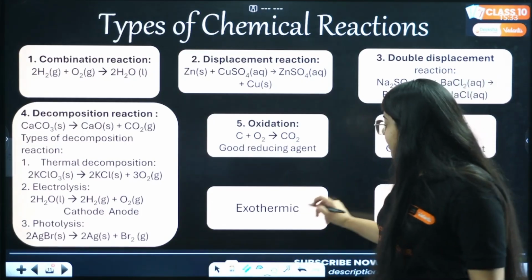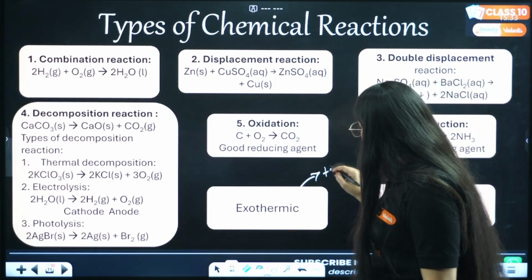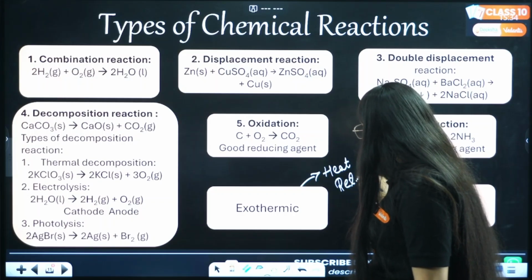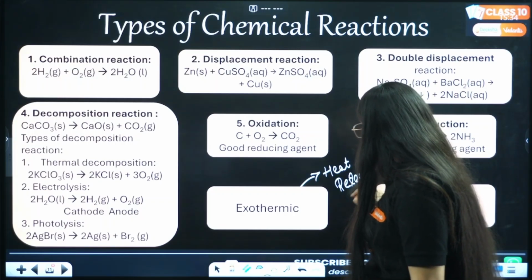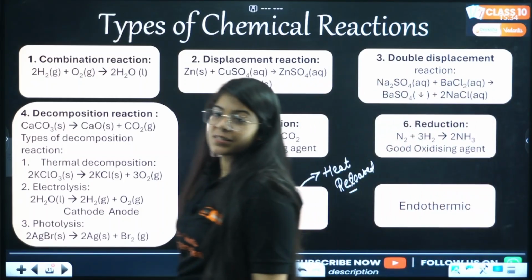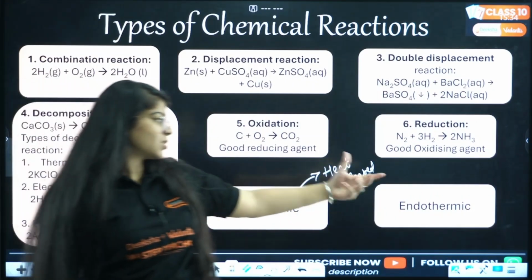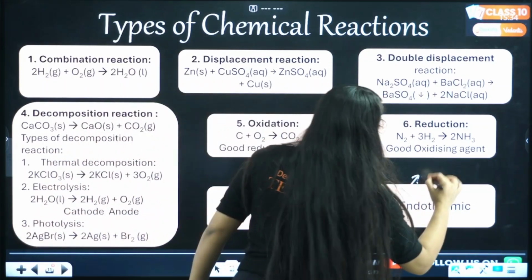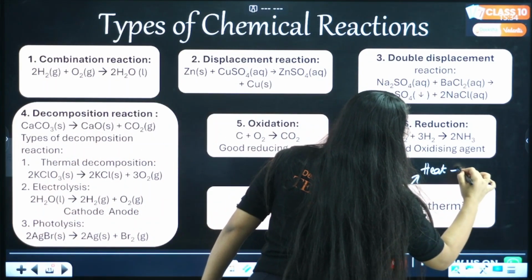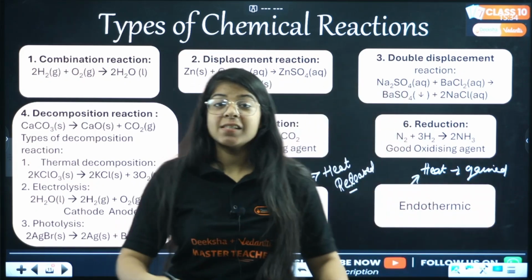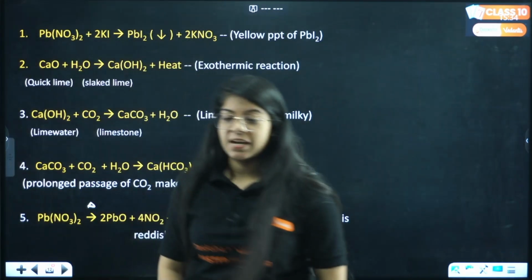Right? Now exothermic is where heat is released. How do you remember this? You remember that heat exits. Exo exits. Exothermic, heat is released. Endo is just the opposite of exo. So heat is gained. In endo, heat is gained. Understood? Very easy. Let's see some examples of all these reactions quickly.